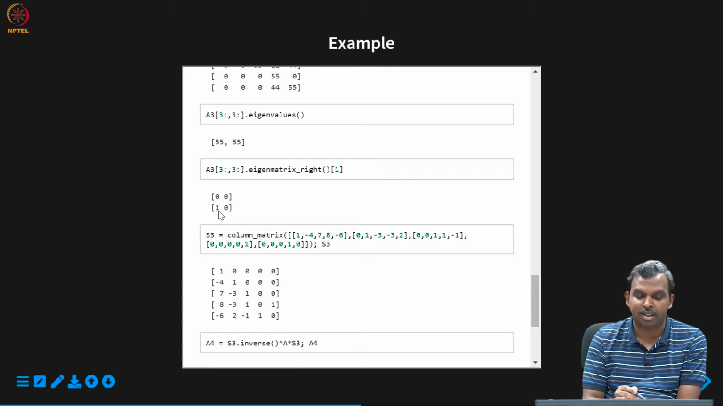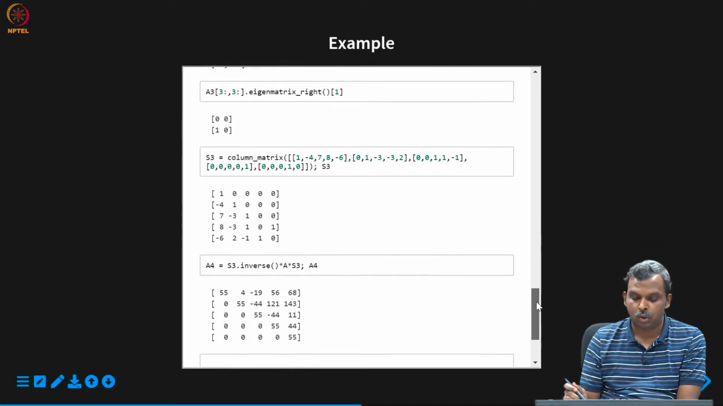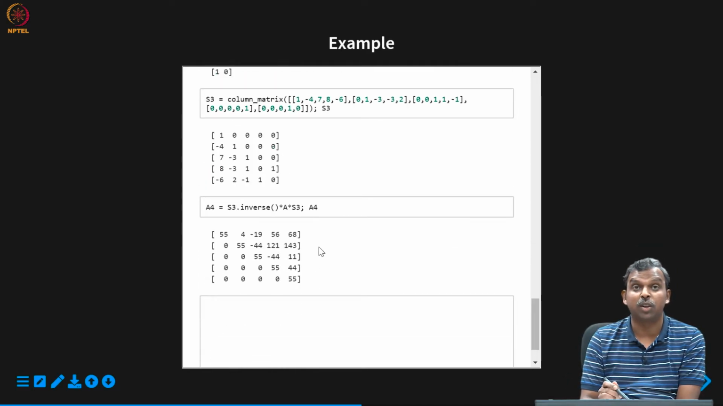So here you got eigenvector 0, 1. So you got the 0, 1. The next extension cannot be 0, 0, 1. It should be 0, 0, 0, 1, 0. Okay, so just make sure you pay attention to the extension when you construct this S3. You will get the S3, and lo and behold, you finally got an upper triangular matrix.